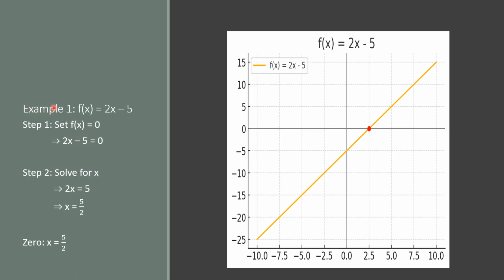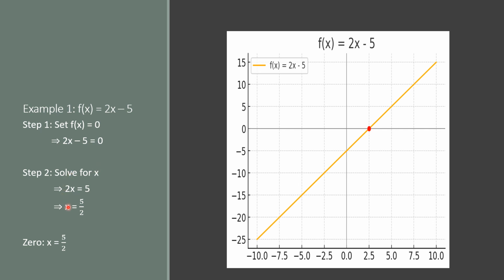Let's look at example 1. We have f of x equal to 2x minus 5. So if I want to find the zeros of f of x, very simple. I need to set f of x equal to 0. So setting f of x to be 0 makes the expression 2x minus 5 equal to 0. Then the next thing is I should solve for the value of x.